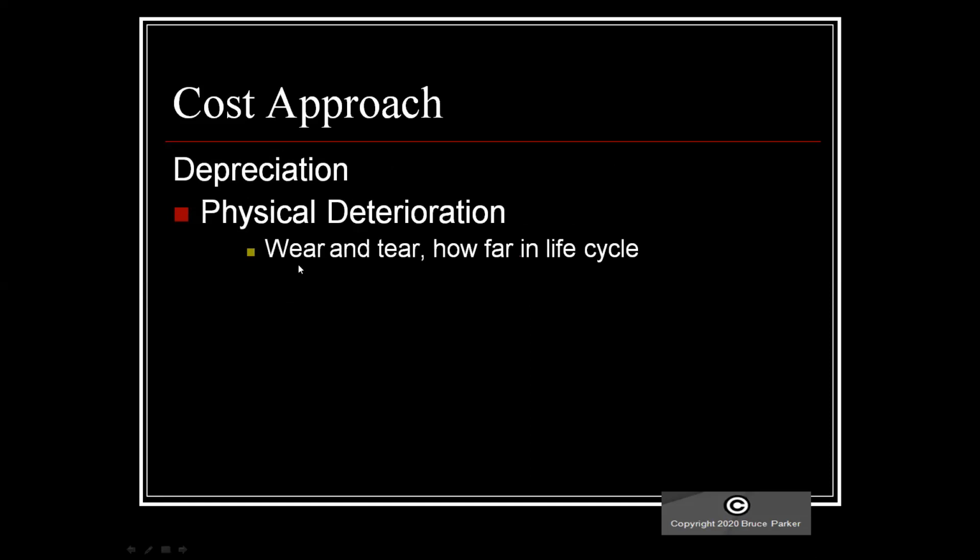One is physical deterioration, wear and tear, or how far along it is in the life cycle. This might be expressed as a need for a new roof. This might be expressed as the building being halfway through its life cycle. Therefore, the improvement is only worth half of what it was to build it. Could be either way. So physical deterioration is the first source of accrued depreciation, that's accrued, A-C-C-R-U-E-D, and that's wear and tear or how far along it is in its life cycle.